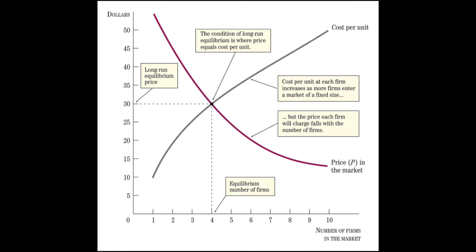This figure illustrates the long-run equilibrium number of firms and cost per unit in the market. The equilibrium is determined by the intersection between the cost per unit curve and the price in the market curve.